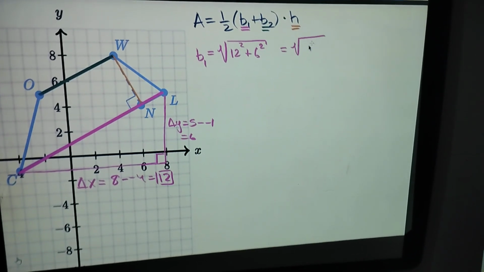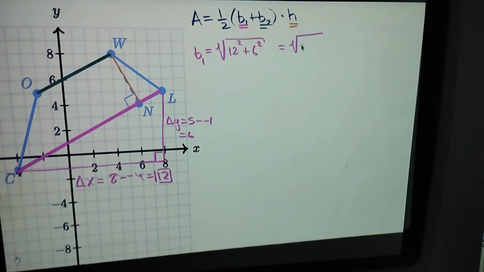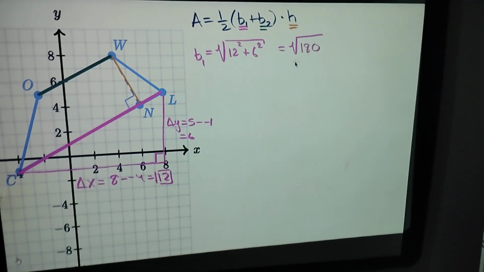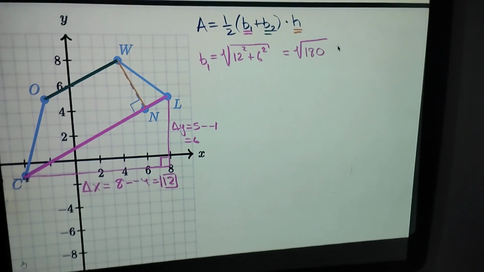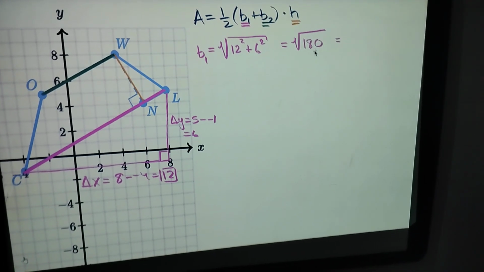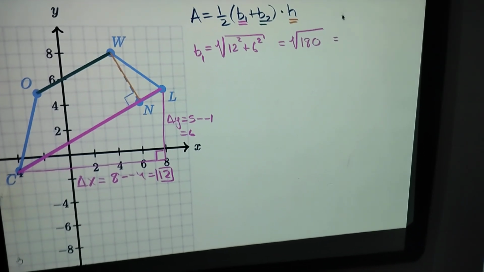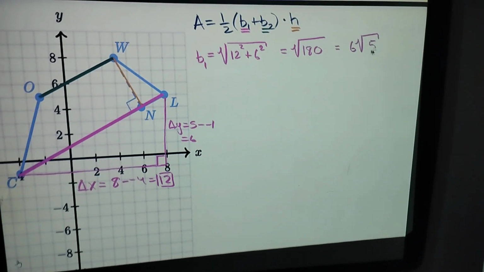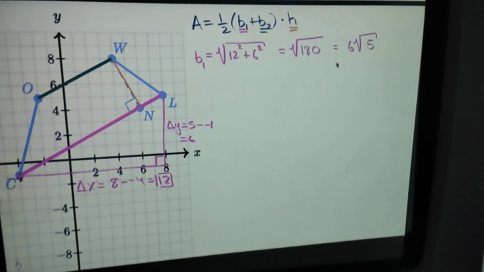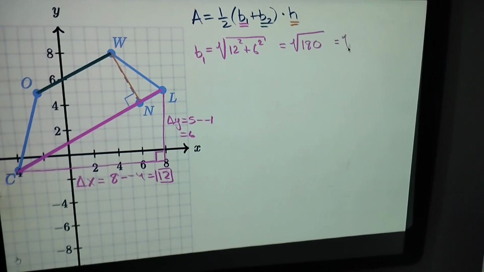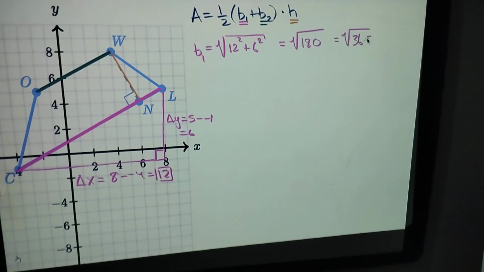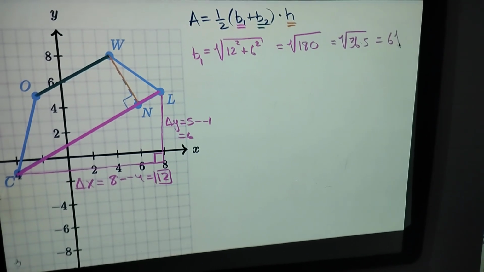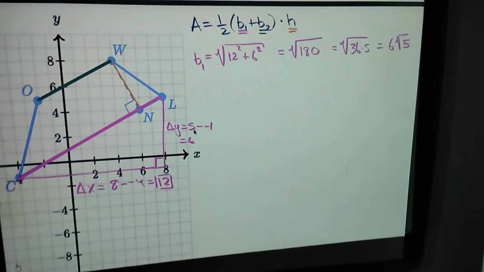So the square root of 144 plus 36 is 180, which is equal to, let's see, 180 is 36 times 5. So that is 6 square roots of 5. Let me not skip some steps. So this is the square root of 36 times 5, which is equal to, square root of 36 is 6. So 6 square roots of 5.